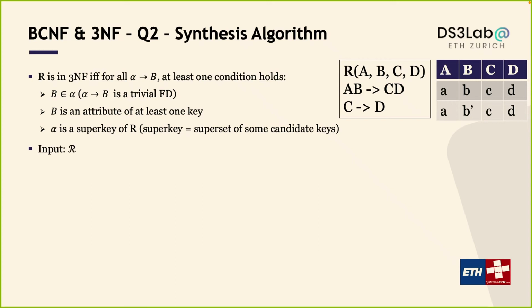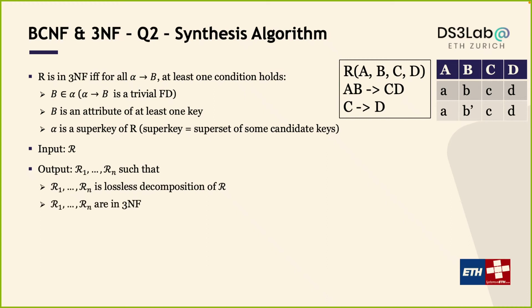The thing we want is, assuming we have a schema R that's not in third normal form, how can we output R1 to Rn such that R1 to Rn is a lossless decomposition of R, and every single relation R1 to Rn is in third normal form? That's what we want. It turns out the algorithm to do that is also pretty simple. We call it the synthesis algorithm, because it's not decomposition, it goes the other way around. That's why it's synthesis. The way to do it is to compute the minimal basis of F.